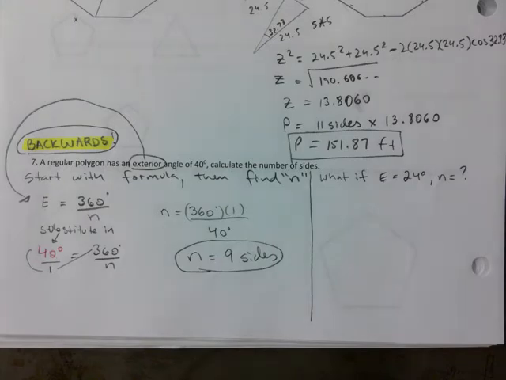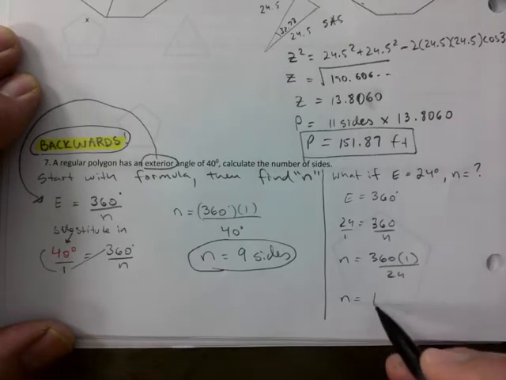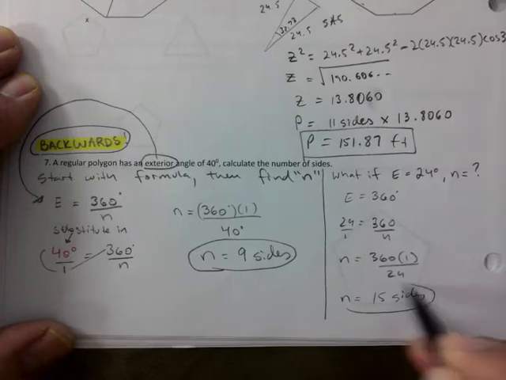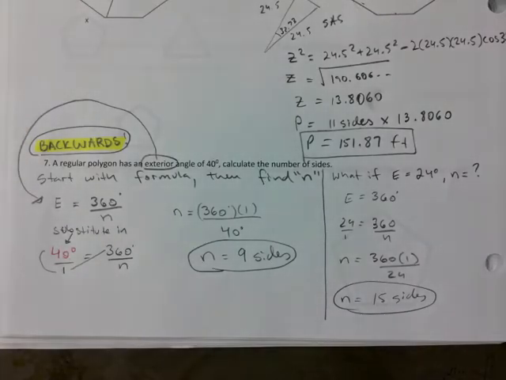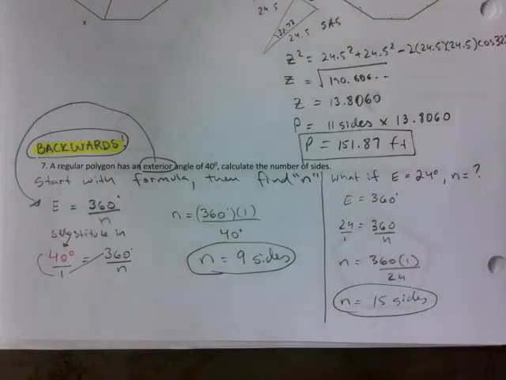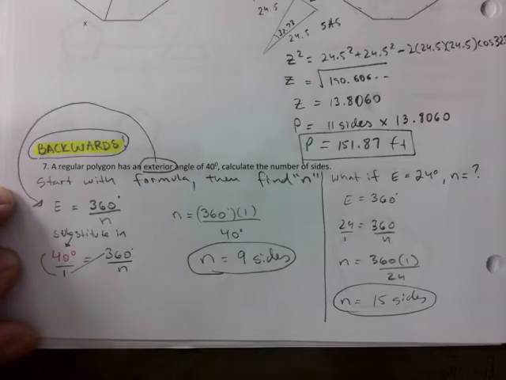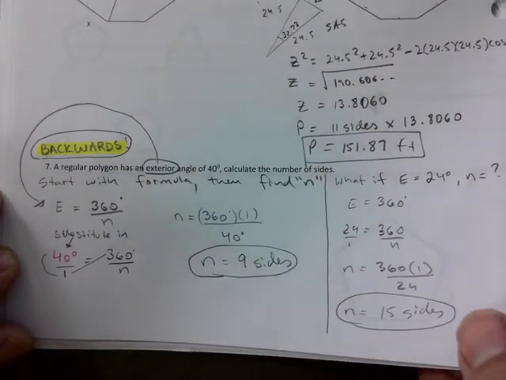360 divided by 24. It's 15 sides. And so there you have it. So that's a 15-sided polygon. You don't really need to know that. I expect you to know that a hexagon has 6 sides. I expect you to know that a decagon has 10 sides. But most of the time, I will give you the number of sides. Okay, let's keep going.